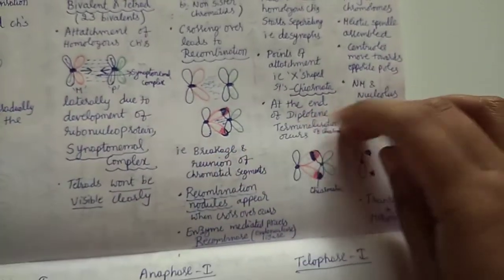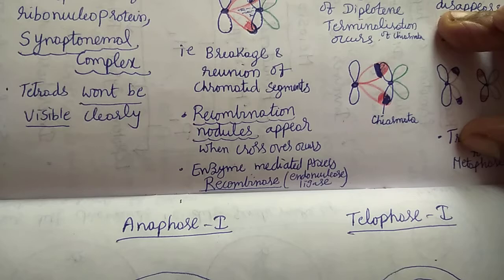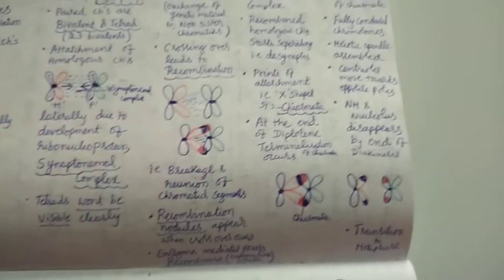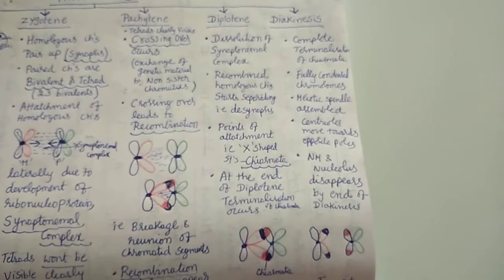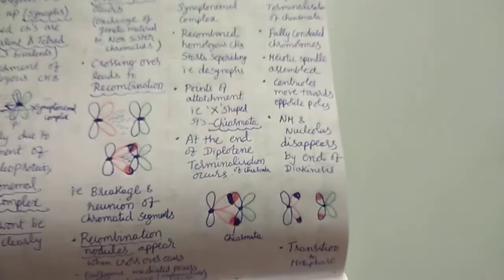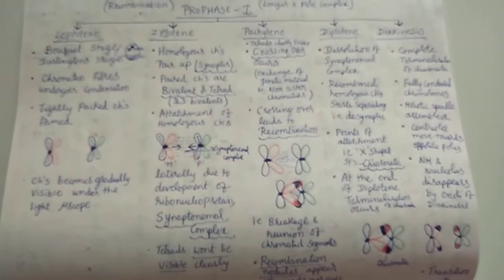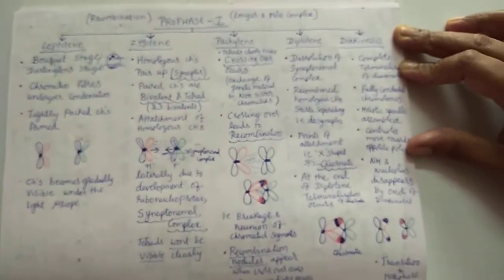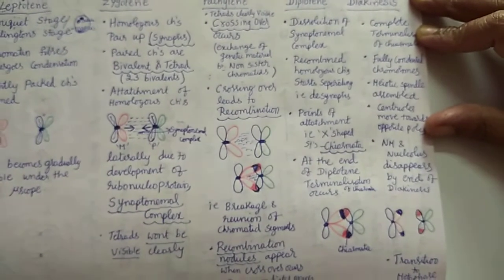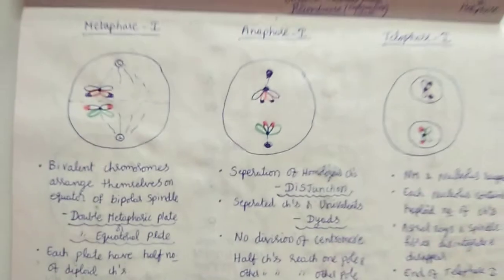So the enzyme mediated process, which includes the recombinase enzyme, and then diplotene and diakinesis, which is a transition to metaphase. So this is about the prophase 1 of meiosis 1. All the important points in each stage I have specified. And after that, metaphase 1, anaphase 1 and telophase 1.